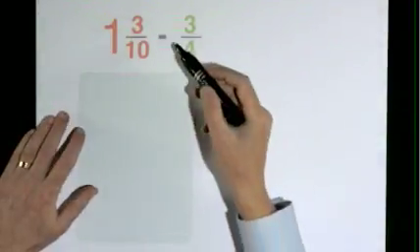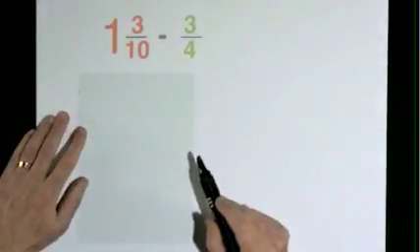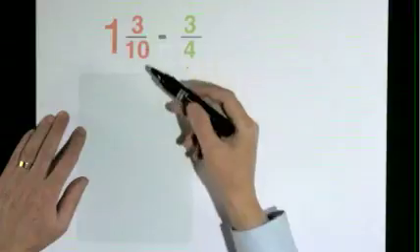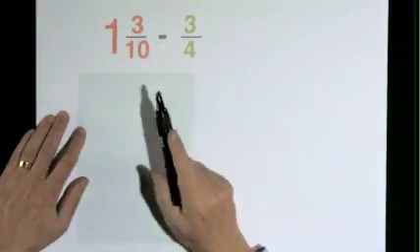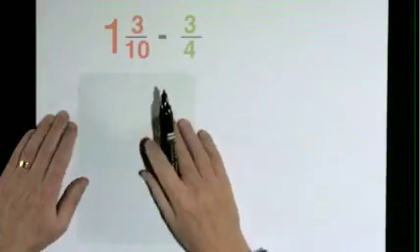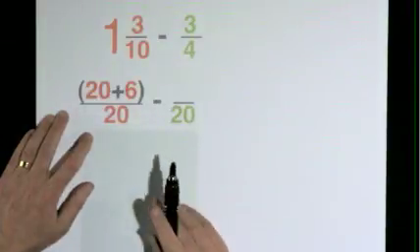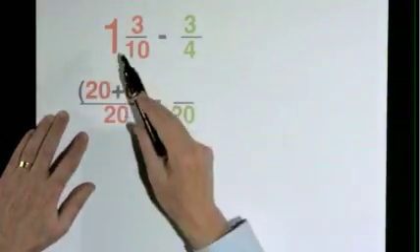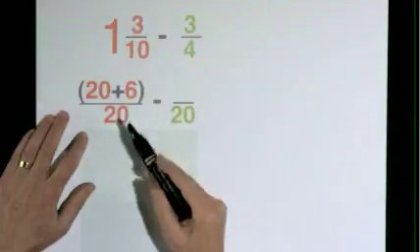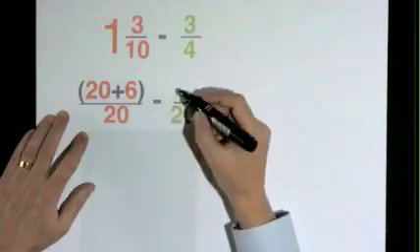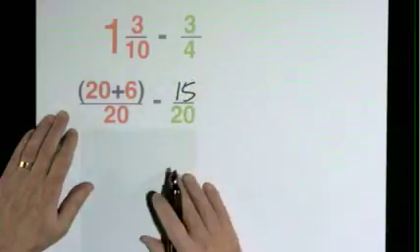1 3/10 subtract 3/4. 3/4 is bigger than 3/10, so we have to exchange from the whole number. Also, best to make it 20ths or 40ths. 20ths would do. 1 is 20/20. 3/10 is 6/20. 3/4 is 15/20.